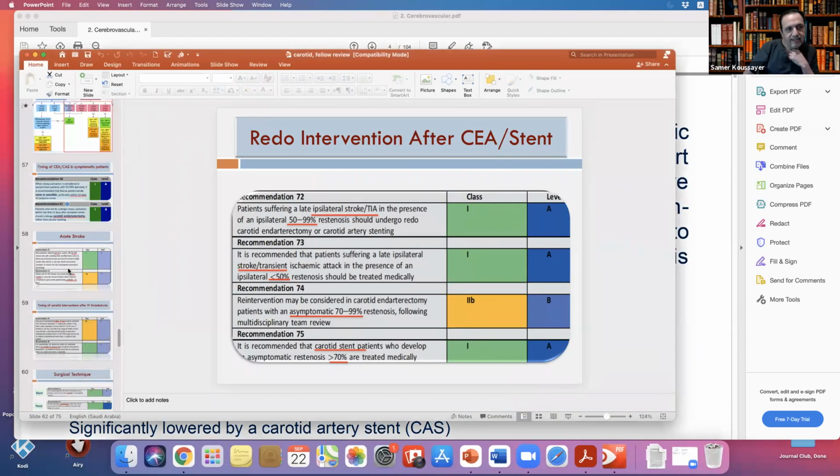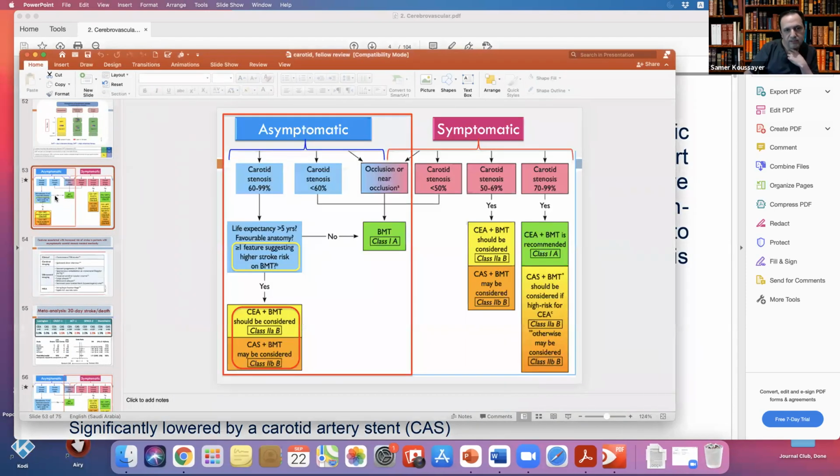If you go to the guideline here, asymptomatic, correct? Yes. The slide, life expectancy more than 5 years. This is the first thing, before you look at the other things. So if the patient has carotid stenosis, asymptomatic, 60 to 99%, the first thing is whether he has life expectancy more than 5 years and has favorable anatomy, more than one feature that suggests high stroke risk, to decide on surgery. But if it's less than 5 years or he doesn't have these features we talked about before, then it will be medical treatment. Okay? Yes. Let's see what the question now is.